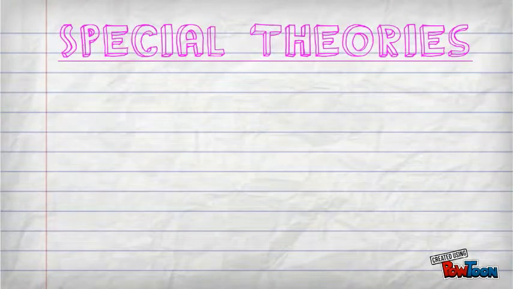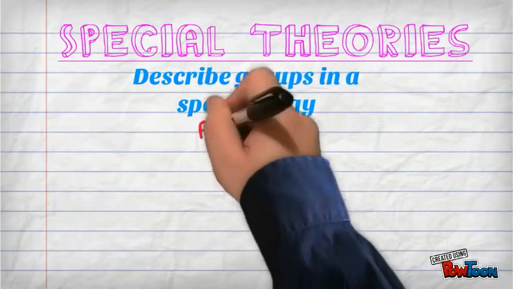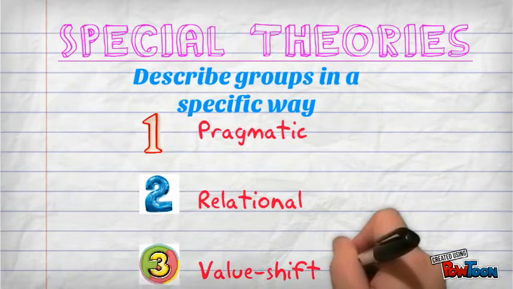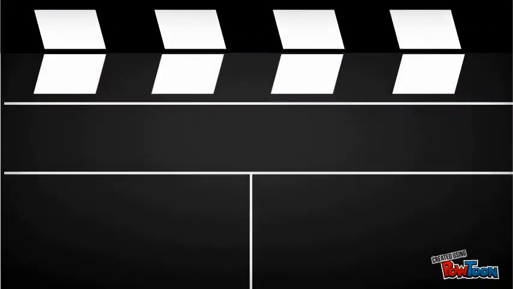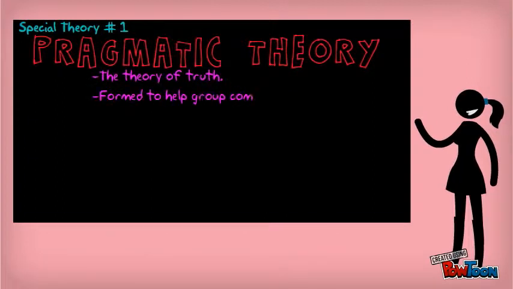Now moving on to special theories. These theories are a way to describe the groups in a more specific way. There are three categories to these special theories: pragmatic, relational, and the value shift. The pragmatic theory, which is the theory of truth, is formed to help the group complete a task.